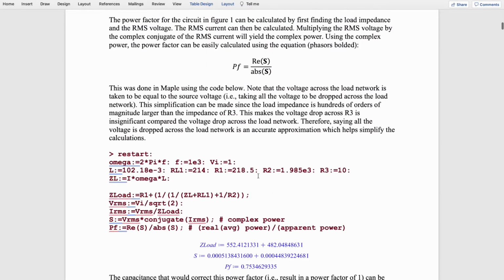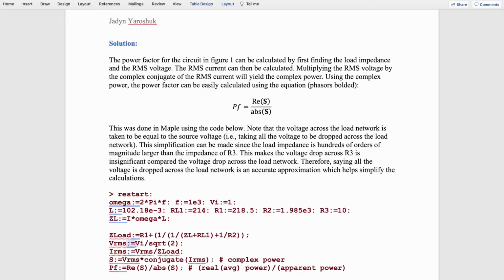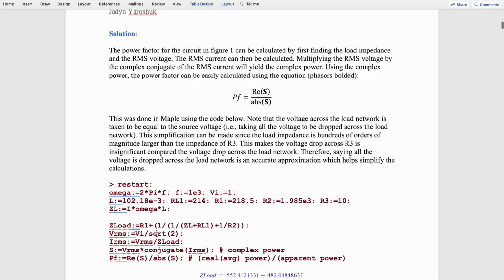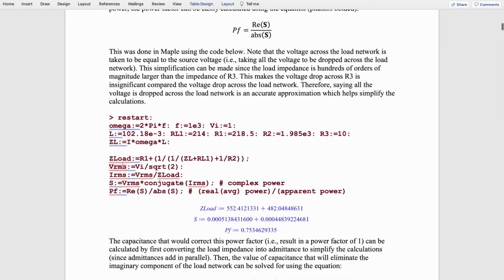For the circuit that I chose, we can find the power factor by using the source voltage and the load impedance, and then finding the VRMS. Since that's a sinusoid function, the VRMS is just V peak divided by square root of 2, and then IRMS can be found by doing VRMS over Z load, Ohm's law. We can use this VRMS and IRMS to find the complex power. And with this, we can find real and absolute power to get the power factor.